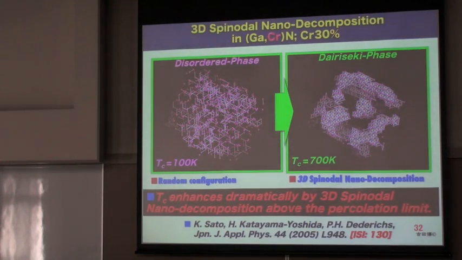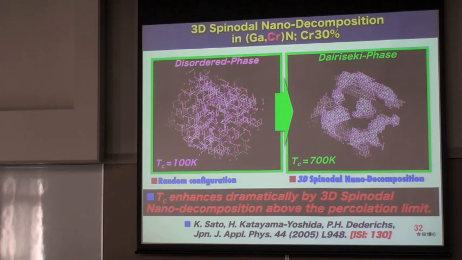Then, for example, this is a case of chromium-doped gallium nitride. This is a completely disordered phase. In this case, TC is only 100 Kelvin. Because of the short-range exchange interaction, we have very few percolation paths. Because of that, TC is very low. Now, after the spinodal nanodecomposition, you can see high concentration and low concentration regions. This part is pure gallium nitride. This is chromium nitride with a wurtzite structure. Then you can see that you have a complete percolation path for the ferromagnetic interaction. The Curie temperature dramatically increases like this.